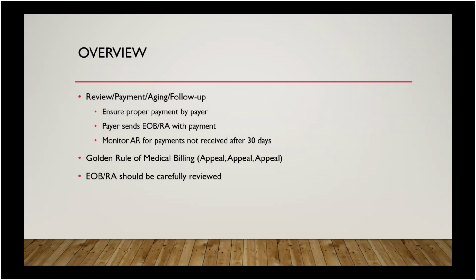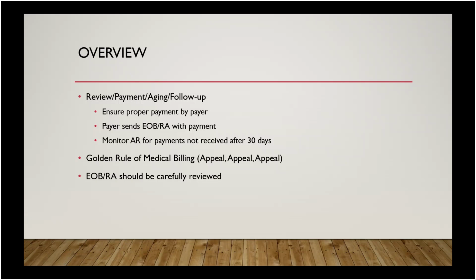So for this, the review, payment, aging, follow-up. We want to ensure proper payment by the payer. Payer sends the EOB, the RA, with the payment, and monitor AR for payment not received within 30 days. So once we receive that EOB and RA, if we haven't received the full payment we're expecting, we review it to determine if there's something else we need to appeal. Do we need to provide more information?